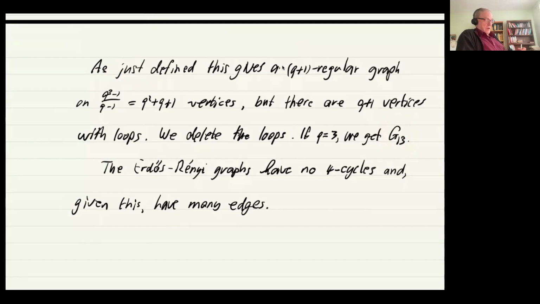Now, the reason that Erdős and Rényi were interested in these graphs is because they're graphs with a large number of edges and no 4-cycles. Now, I don't think that's important for us, but that's why they were interested. They had lots of edges and no 4-cycles. Okay, and they have a lot of symmetry because you're basically dealing with the projective plane of order Q.